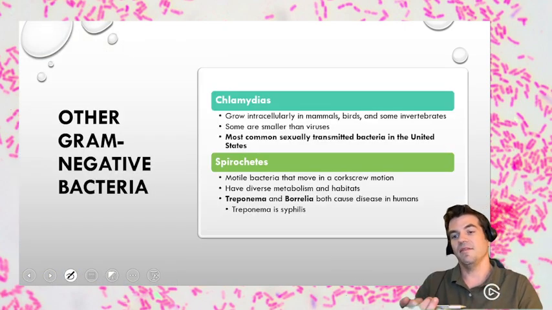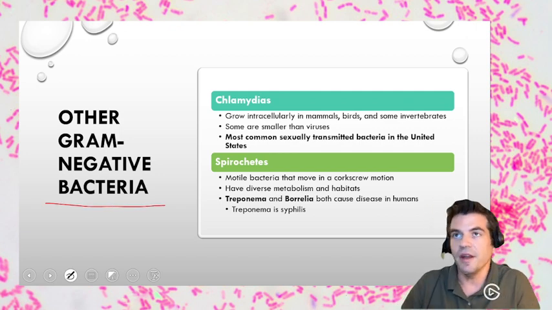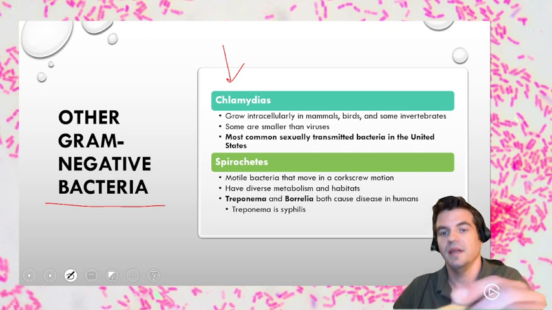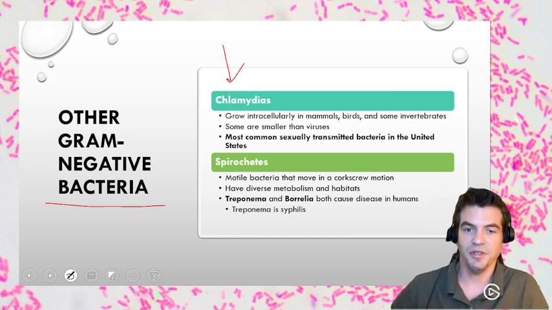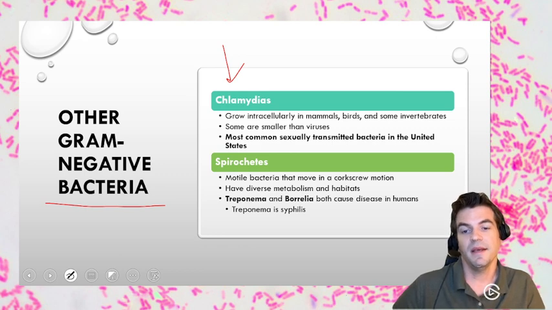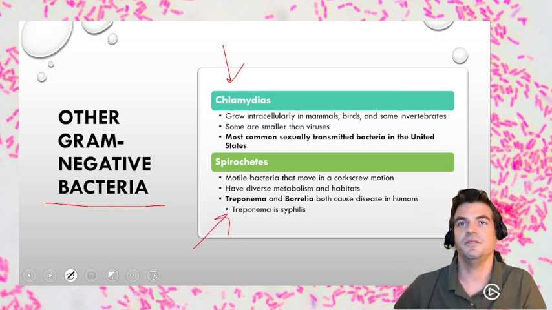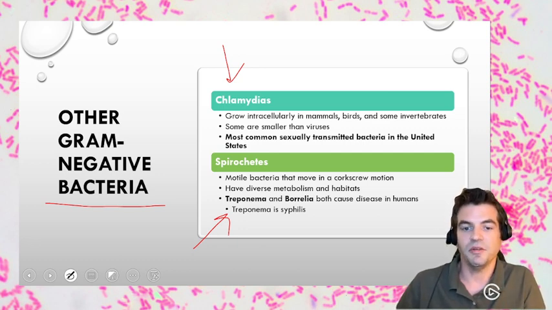Finally, we have other gram-negative bacteria. They are not proteobacteria. And we have chlamydia, most common sexually transmitted disease in the US. Okay, most common chlamydia. And Spirochetes. Okay, Spirochetes can cause syphilis. Syphilis being a sexually transmitted disease as well.